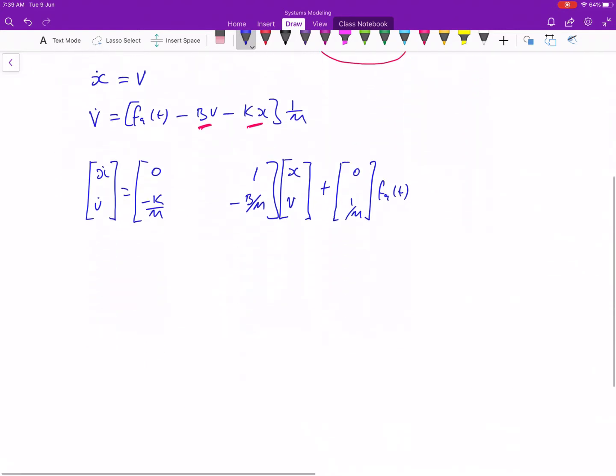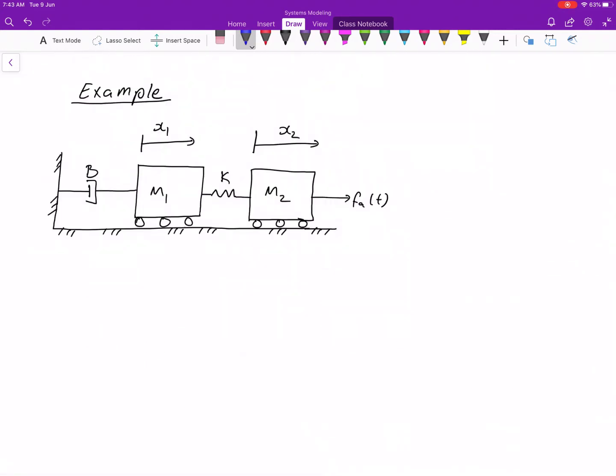another example. Here's another example whereby we have a system with two masses, and we want to derive the state space model for the system. What we can do is select our state variables to be x1, v1, x2, and v2. Before I go further, let me write the modeling equations of the system.